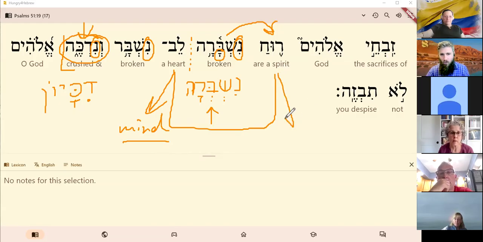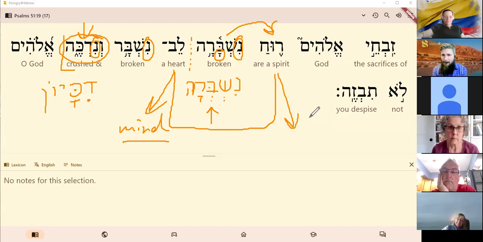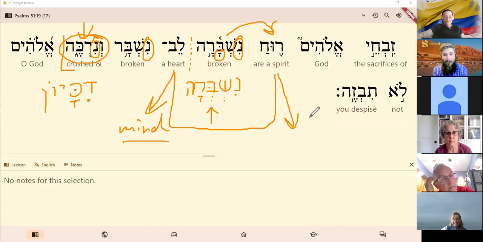What are we supposed to do with the word ruach then? It's one of those squishy words, spirit. What is a broken spirit? Kind of the same, isn't it? Well, that's what we do in English. What about nefesh? Or a soul, broken soul, something.